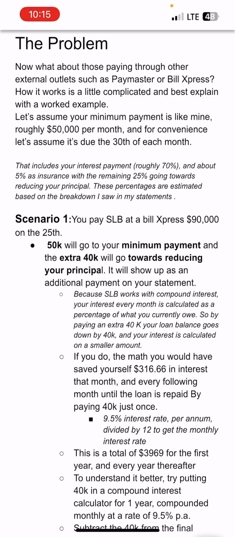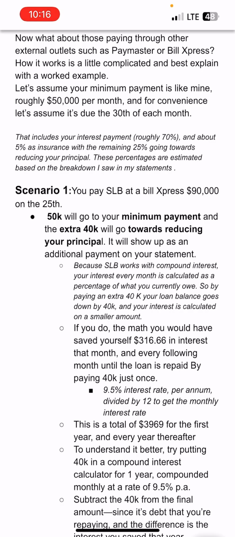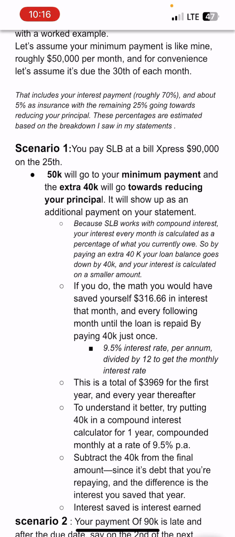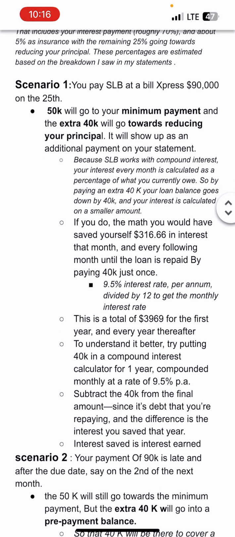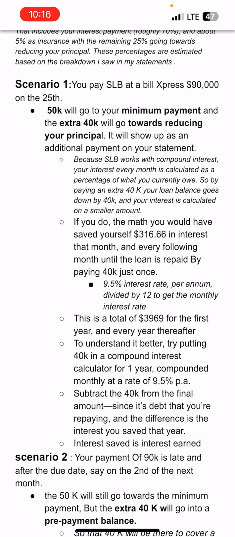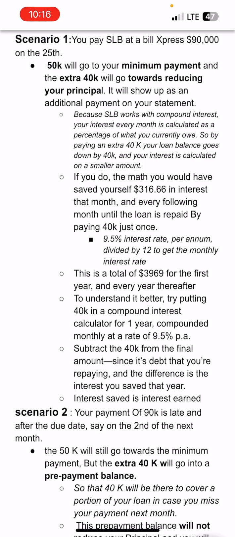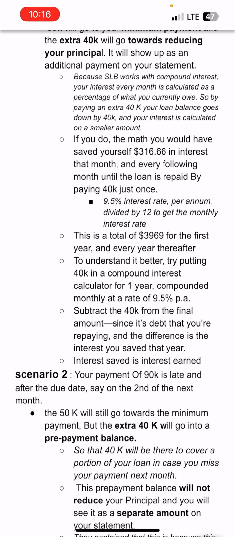So let's assume it's due on the 30th of each month for convenience. I think it's usually due on a particular date, but don't worry about that for right now. As a side note, as we said before, your interest payment, at least mine, makes up about 70% of my minimum payment. Just under 25% actually goes towards reducing my principal amount when I'm making the minimum payments. So cool. First scenario, you say you want to pay some extra, you owe 50 a month, that's your minimum, and you say you want to pay 90. So you go to Bill Express, you pay $90,000. Out of that 90, 50 will go towards the minimum payment, 40 will reduce your principal.